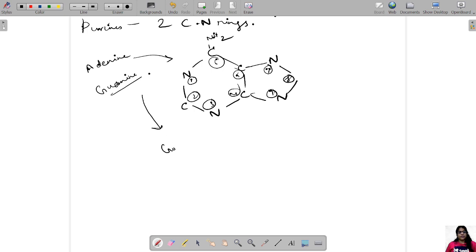Next, let's talk about guanine. Draw it the same way. This pyrimidine ring is common, but for guanine you have a keto group here and an amino group here. You can do it with a double bond also. You have to balance it with a double bond. Nitrogen has a valency of 3, so I'm balancing it out with hydrogen.